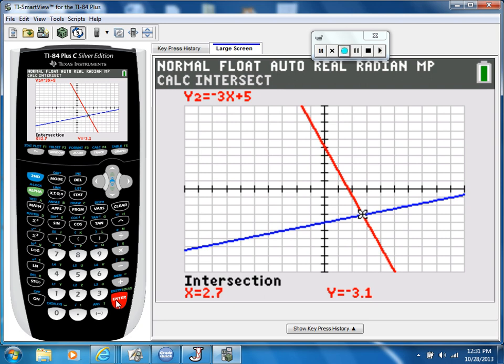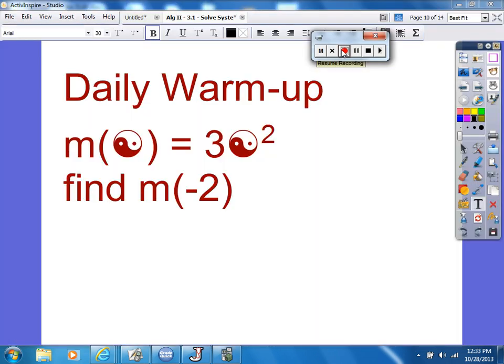Come on up, Jacob. Let me look at it. So here's our next daily warm-up. I chose 2 warm-ups. I actually shortened this lesson into 2 days instead of just 3 days because you guys are so good at graphing. I tried to cut a day out.